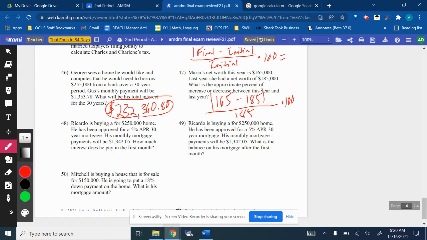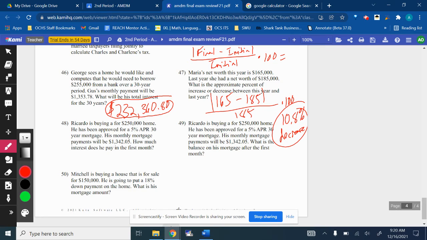What do you think we get? We know it's a decrease. It's about a 10.8% decrease. You should get a 10.8% decrease.